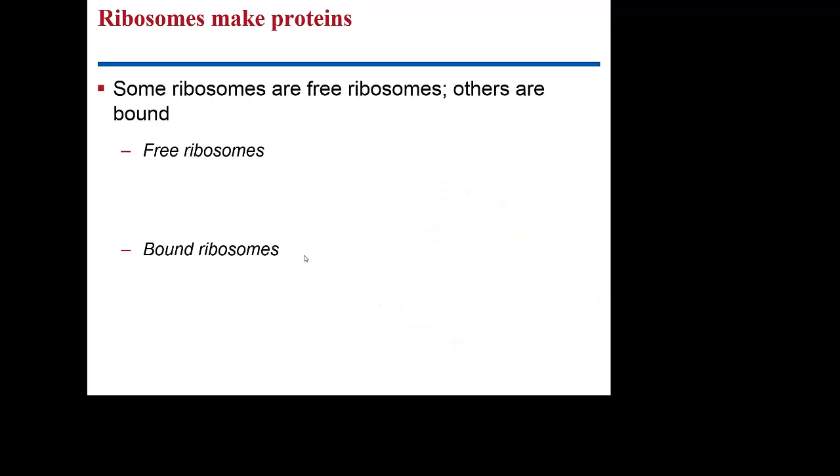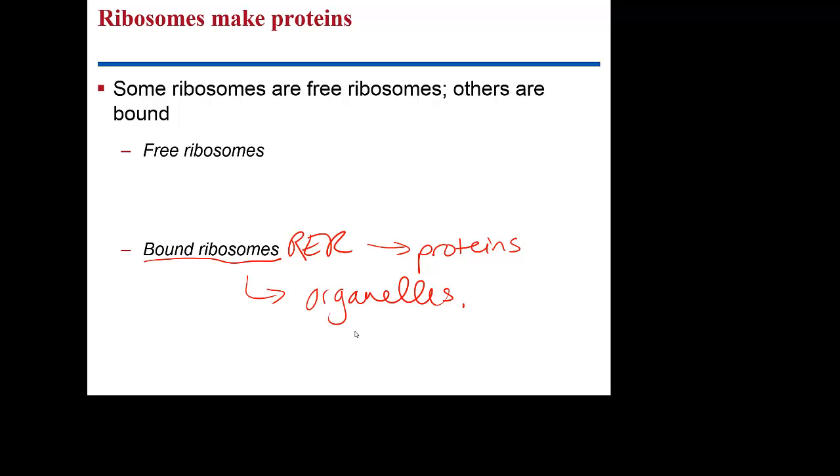I mentioned to you that the ribosomes on the surface of the ER, or the rough ER, were stuck there to help produce proteins. So the bound ribosomes are the ones on the surface of the rough endoplasmic reticulum, and will be responsible for making proteins that are going to be used in organelles in the cell, or packaged and shipped out of the cell. And we'll show you how that's done.